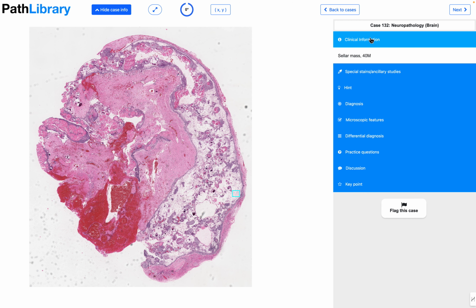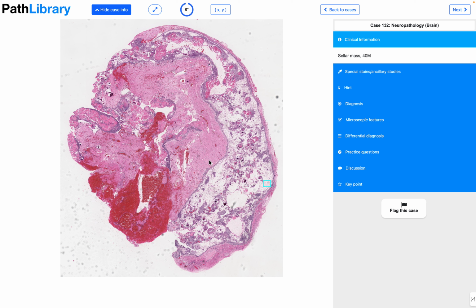So when I think of sellar mass, I think of, could it be a pituitary neuroendocrine tumor? Could it be a craniopharyngioma or a Rathke cleft cyst as well? But with the presence of edematous, loose-looking keratin, wet keratin, and the lack of papillary architecture, I'm leaning towards a craniopharyngioma, adamantinomatous type.